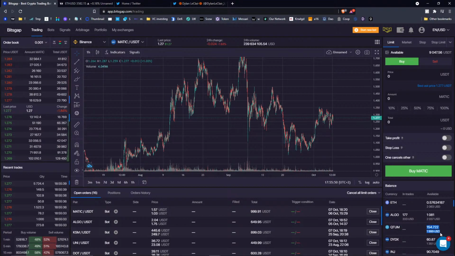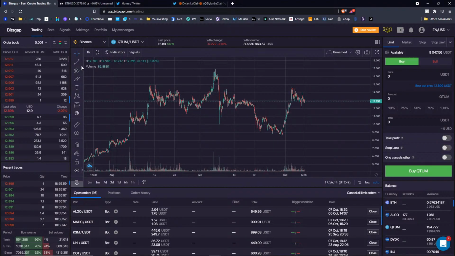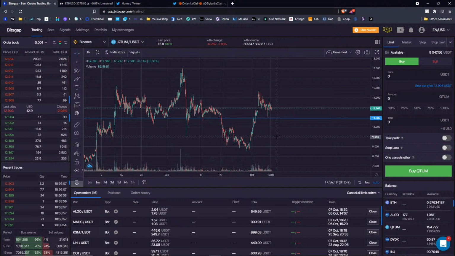I know that it's unprotected because you see nothing is in trades, so that means my bot is not trading Quantum now. It just means that 154 Quantums are not protected. So I would open the chart here and I would say, okay, if it breaks this important support line, then most likely it's gonna fall down to $9.98. So I could set my stop loss around this area.